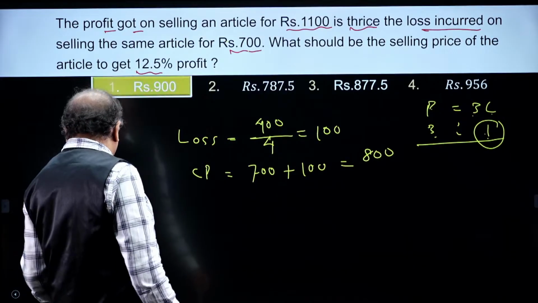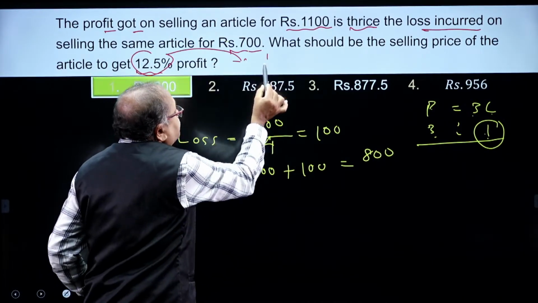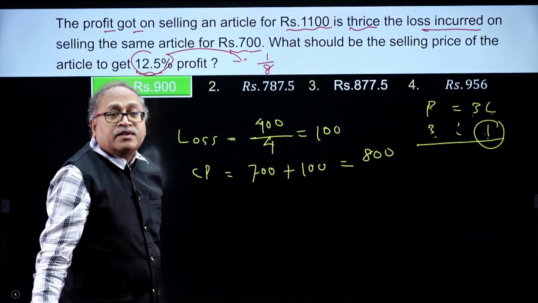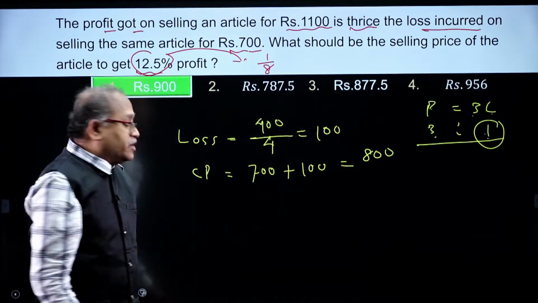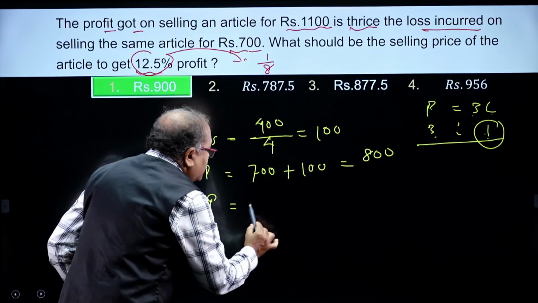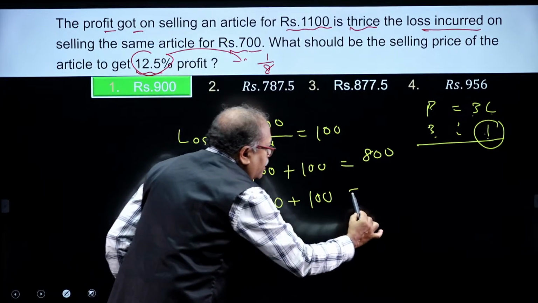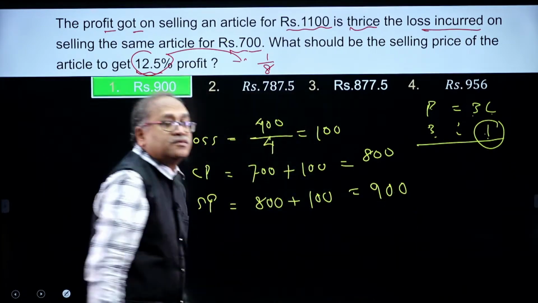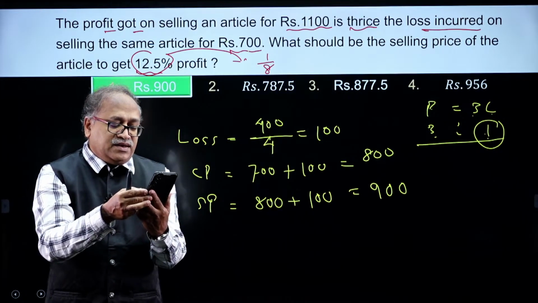I need 12.5% profit, and everyone knows 12.5% is nothing but 1/8. I need the 1/8 of 800, which is nothing but 100. So, what is your selling price? The selling price will be 800 plus profit, which is 100, which is nothing but 900. Anyone answered it?